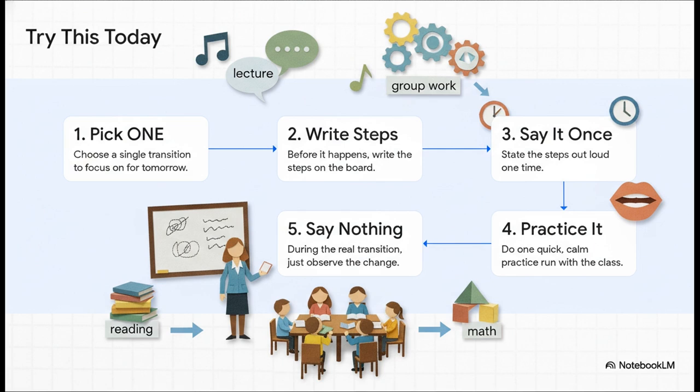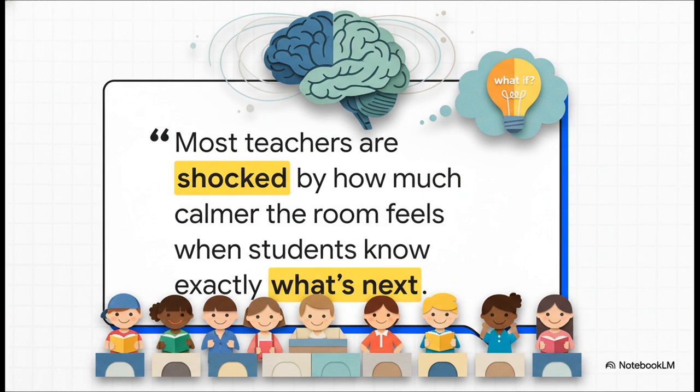Tomorrow, before that transition, just write the steps on the board. One, two, three. Say them out loud just once. Do a quick 30-second practice run. And then, and this is the hard part, when the real transition happens, say nothing. Just stand back and observe. See what changes. And that really brings us full circle.